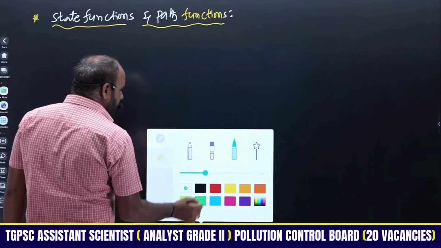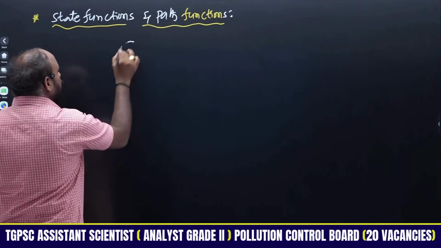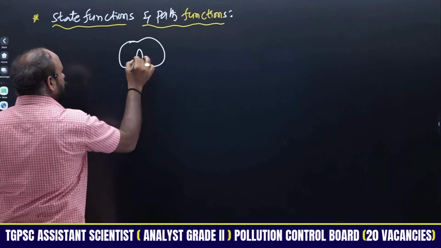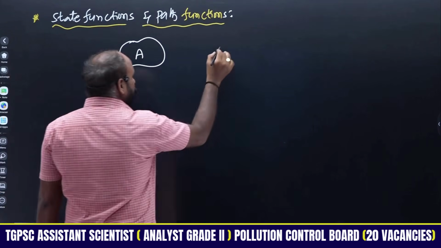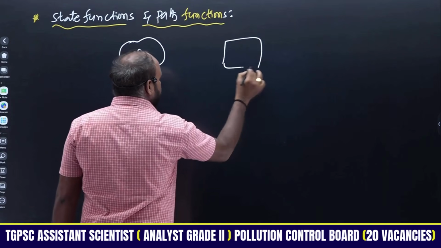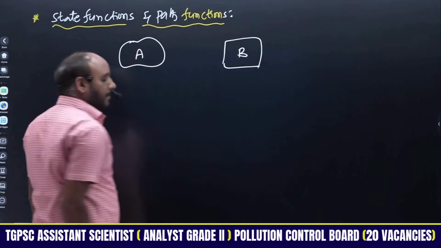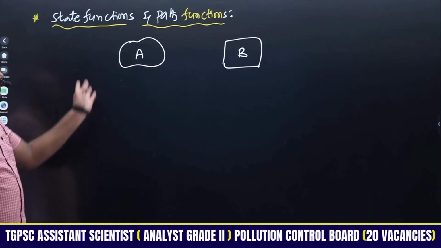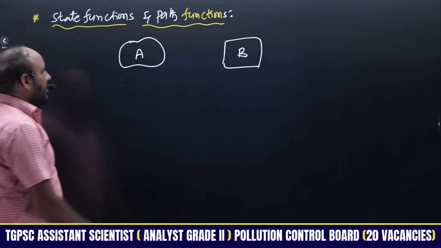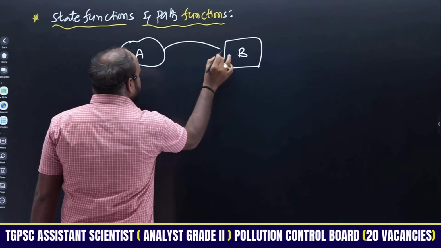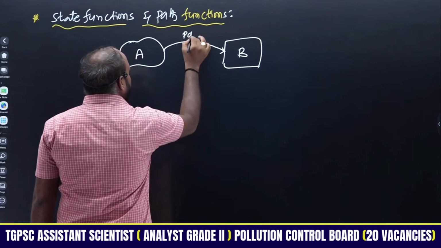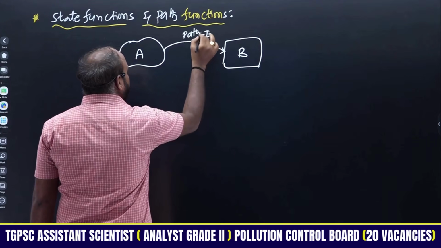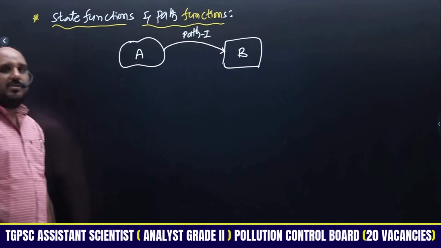Now here we have to consider one system. This is system A, and system A is converted to system B. What process is involved in this? The system A is converted to system B through pathway 1. There is one pathway for the conversion of system A to system B.